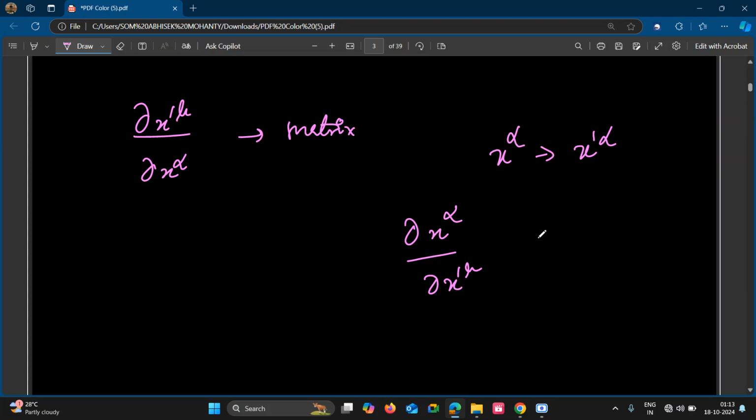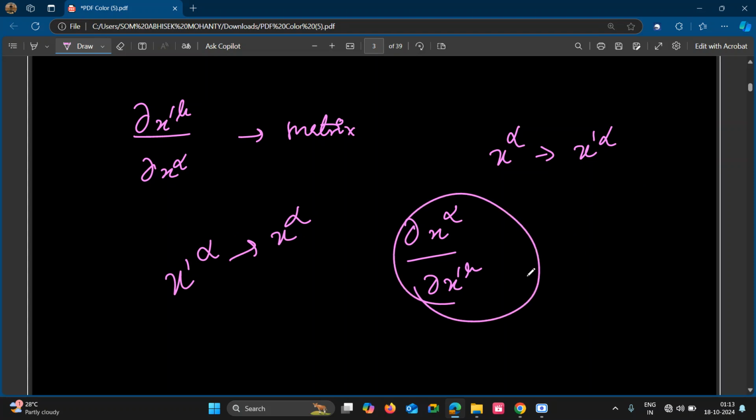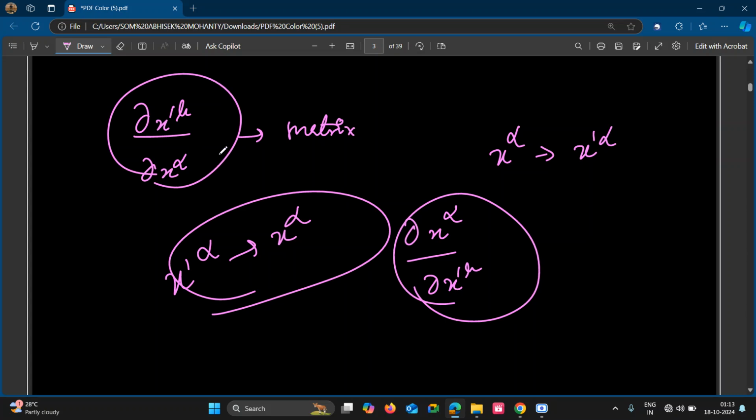That means the transformation matrix for the inverse transformation from x dash alpha to x alpha, the x alpha coordinate system, is the transformation matrix for this one. You can see here, this is one line, and this is kind of the inverse of it. So this is the transformation matrix for the inverse transformation. I hope you're slowly getting it.